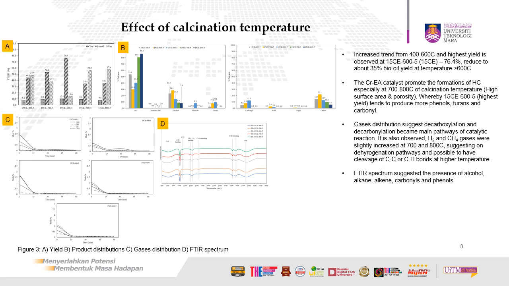Okay, so from the gas product distribution, we can conclude that most of the reactions follow decarboxylation and decarbonylation as the main pathway of the catalytic reaction. We can also observe that hydrogen and methane gases slightly increase when the process is run with a high calcination temperature of the catalyst. So it suggests that it might be following the hydrogenation pathway, and it is also possible to have cleavage of C-C or C-H bonds at the higher temperature. The FTIR spectrum suggests the presence of alcohol, alkane, alkene, carbonyls, and also phenols.